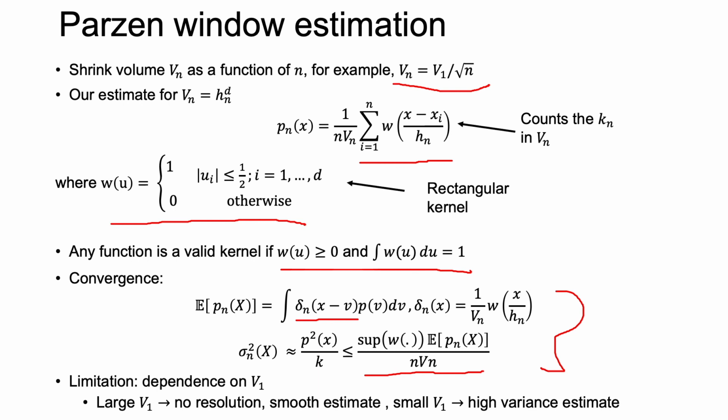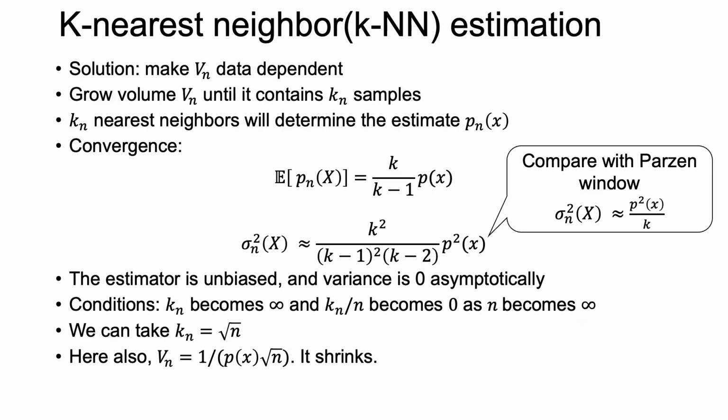Note that here we have to select the hyperparameter V_n, and the performance of the method will depend on it. If V_n is large, then the estimate will be smooth and we will have only a space average estimate of p of x. If we keep V_n small, then the estimate will have a large variance, hence the estimate will be noisy. We have to decide the trade-off, and moreover, the good value of V_n can vary region-wise. One solution to solve the problem is to make the volume V_n data dependent.